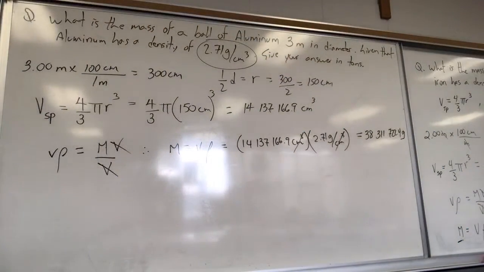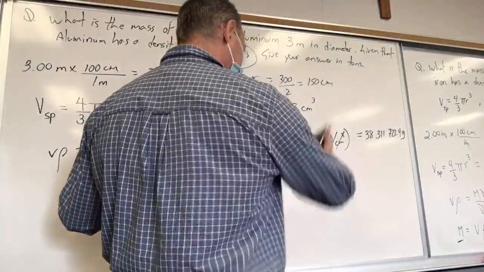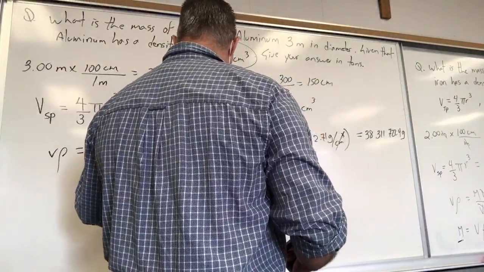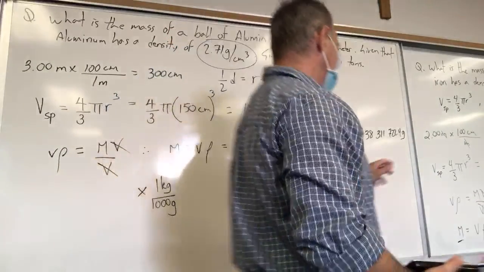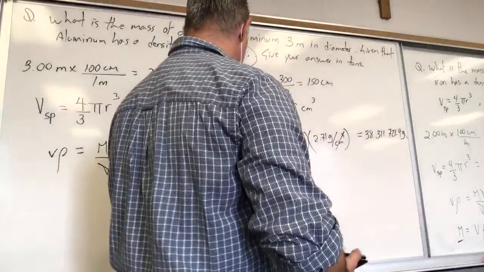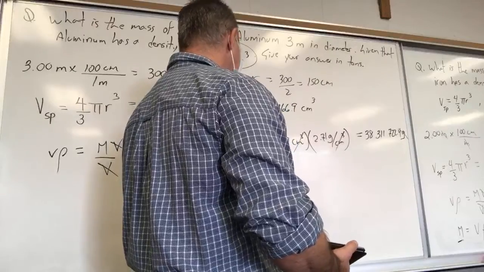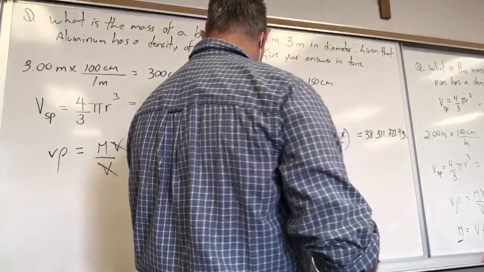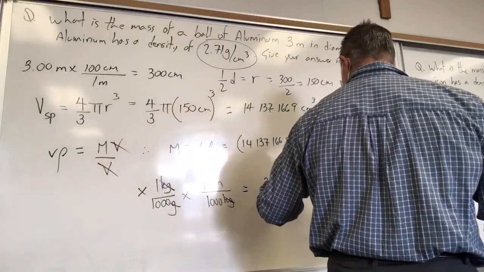Okay, so we've got the weight in grams, and now we're going to convert it to tons. So we're going to multiply that number by 1 kilogram for every 1,000 grams, and that helps to cancel grams. Boom, gone. And the next thing is 1 ton per 1,000 kilograms. And that gets you to cancel kilograms. So the answer in tons will be 38.3 tons.